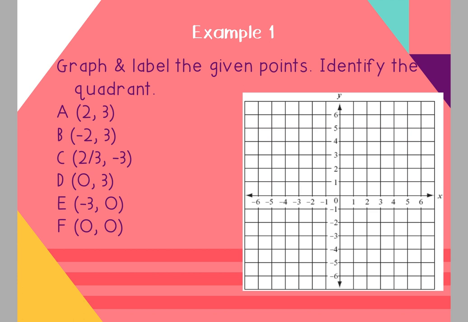We're going to plot some points. Plot them and identify the quadrant. So x obviously comes first, y comes second. Go ahead and plot them all. Label them, and then next to it, identify the quadrant.